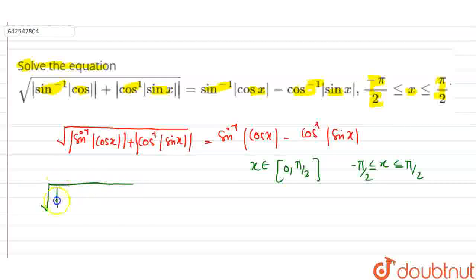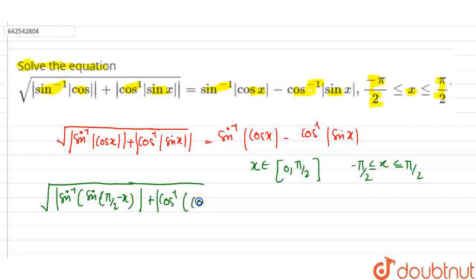So it is actually mod, so mod sine inverse of sine pi by 2 minus x. And here similarly it is going to be cos inverse cos, it is actually in mod, pi by 2 minus x. We are just converting this cos into sine and sine into cos. So similarly we are converting the right hand side also.